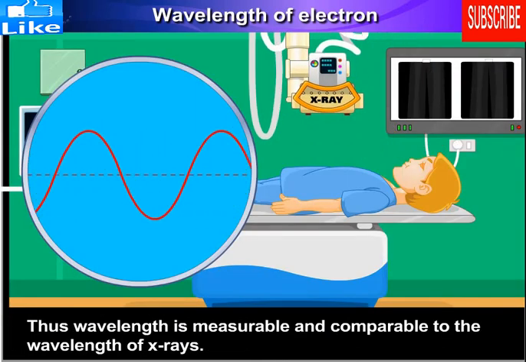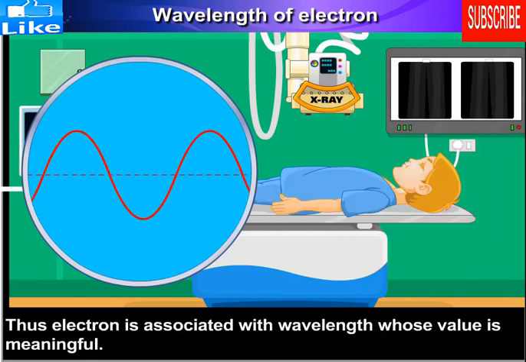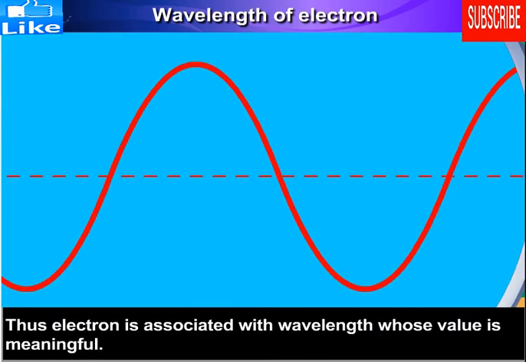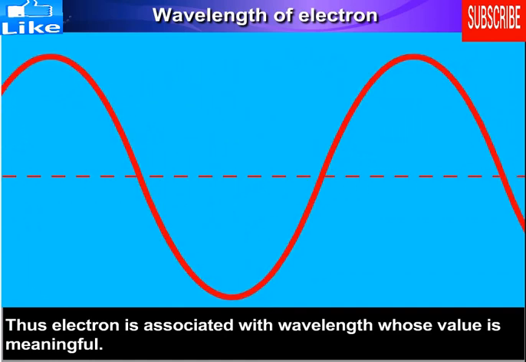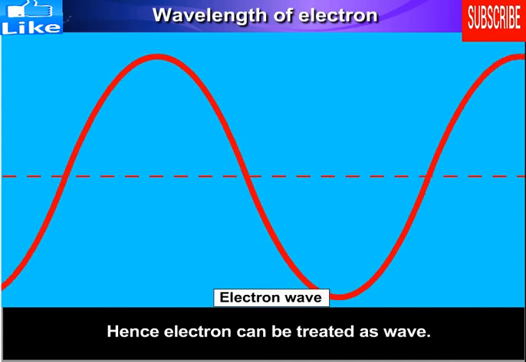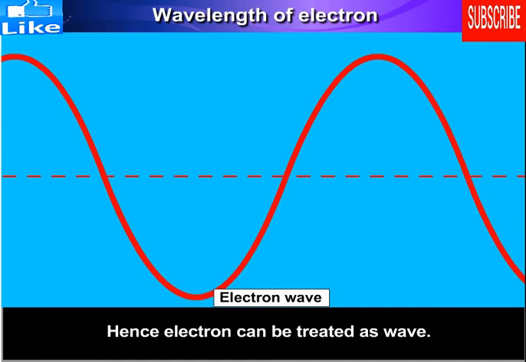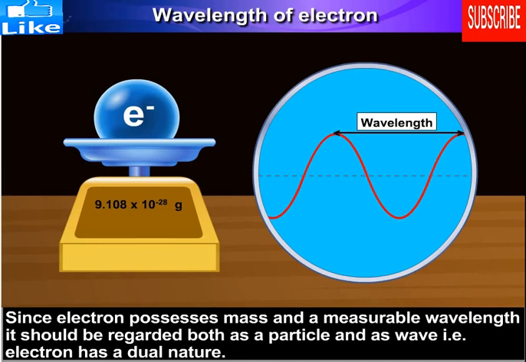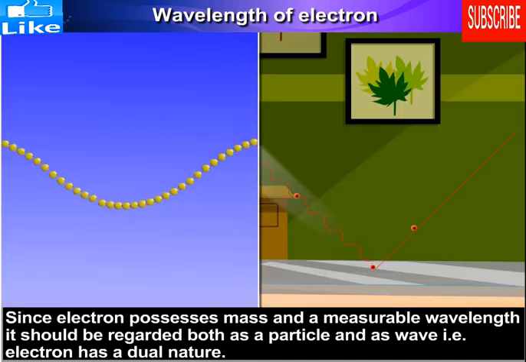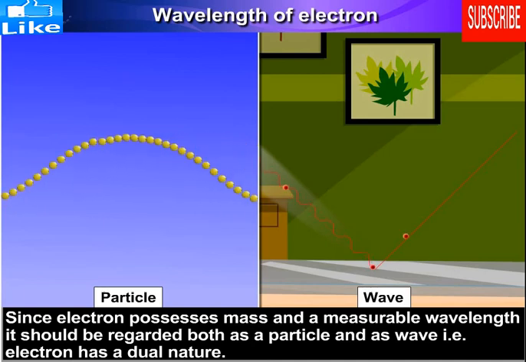Thus, the wavelength is measurable and comparable to the wavelength of X-rays. Thus, the electron is associated with a wavelength whose value is meaningful. Hence, the electron can be treated as a wave. Since the electron possesses mass and a measurable wavelength, it should be regarded both as a particle and as a wave. That is, the electron has a dual nature.